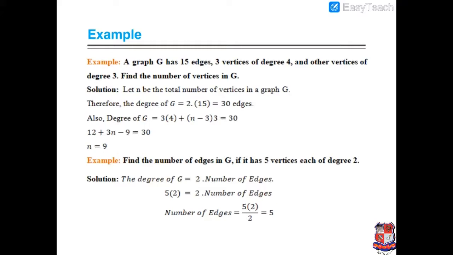So here we discuss some examples related to the theorems. Example 1: a graph G has 15 edges, 3 vertices of degree 4 and other vertices of degree 3. Find the number of vertices in a graph G. So here we need to evaluate the number of vertices in a given graph G. So first we assume that n is the total number of vertices in a given graph G.